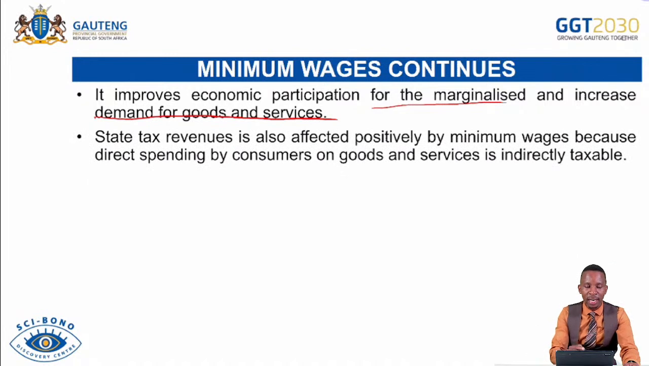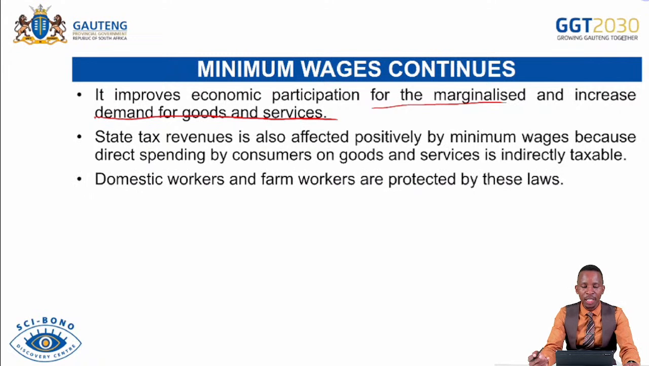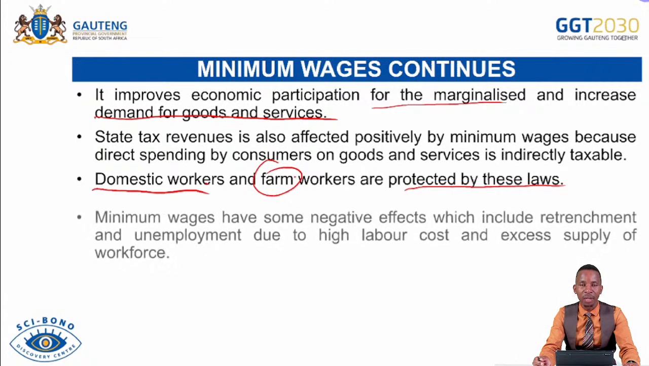State tax revenues are also affected positively by minimum wage. So if minimum wage has been legislated, remember it's a reasonable amount of money. If it qualifies to be taxed by the state, the government will be able to receive slightly higher tax revenues based on direct tax as well as indirect tax, which is the tax on spending on goods and services within the market. Domestic workers and farm workers are protected by these laws. So workers are protected by this law, especially domestic workers and farm workers. These two industries are the ones that are protected through the minimum wage system in South Africa.